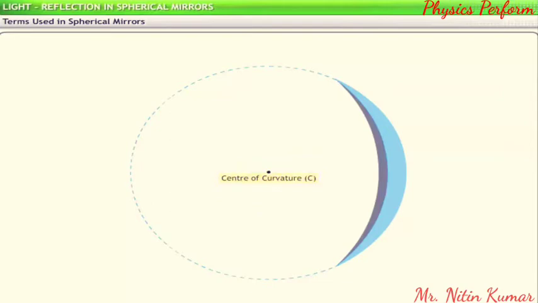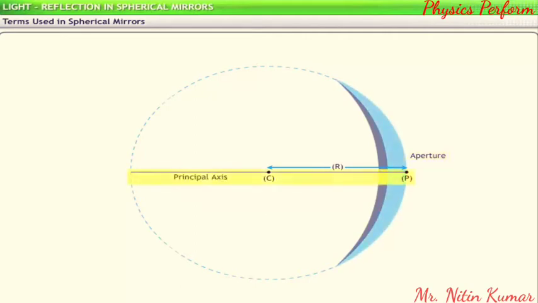Let's start with the center of curvature. Center of curvature, C, is the center of the sphere of which the mirror is a part. Radius of curvature, R, is the radius of the sphere of which the mirror is a part. Pole, P, is the geometric center of the spherical mirror. Aperture is the surface of the mirror used for reflection. Principal axis is the line joining the pole and the center of curvature.